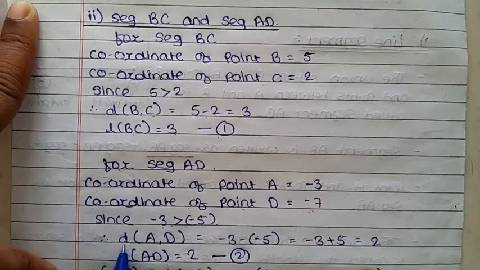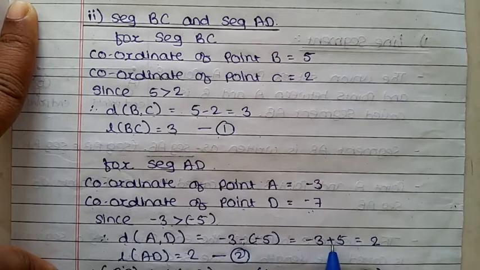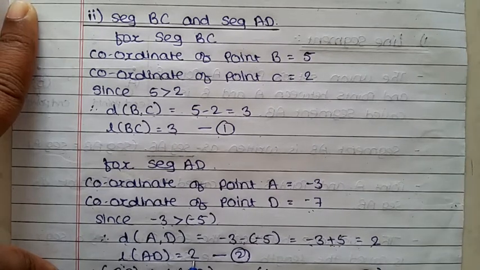So then D of A comma D is equal to -3 minus -5. So minus minus get converted into plus here. So -3 as it is, then plus 5. So -3 plus 5, that is 2. Therefore length of AD is equal to what? 2 here. And this is your equation number 2.